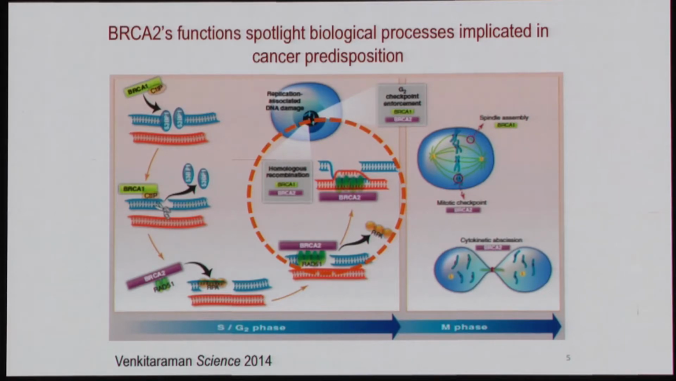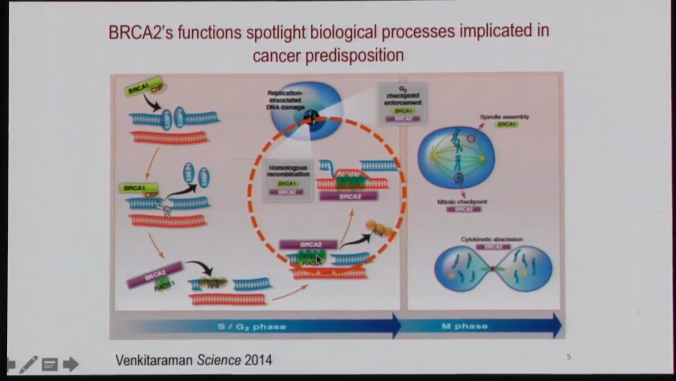Homologous recombination is an error-free mechanism to repair these types of breaks, and it works when a flush-ended double-strand break is cleaved by nucleases to expose long overhanging single strands of DNA, which are then coated with this enzyme depicted here in green, RAD51, which is a recombination enzyme.